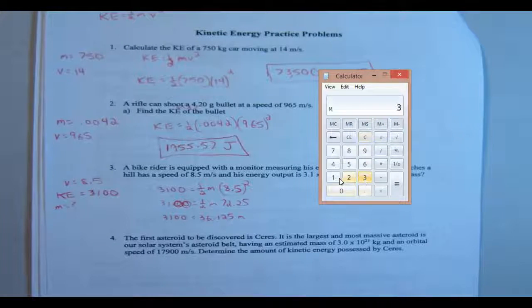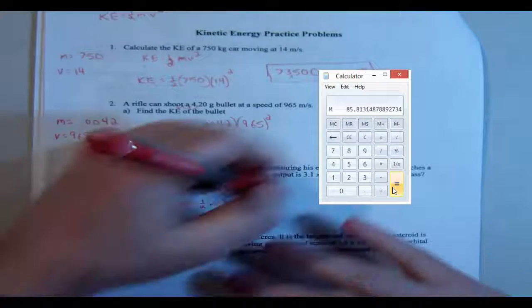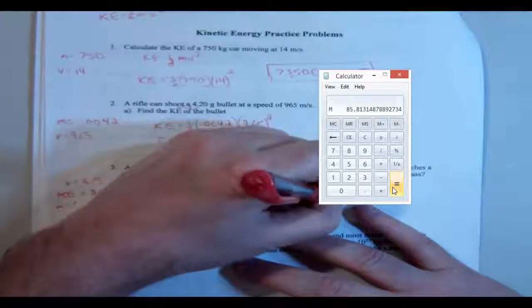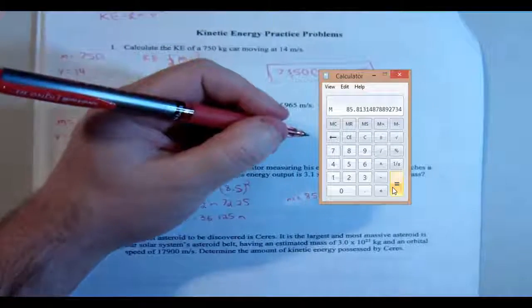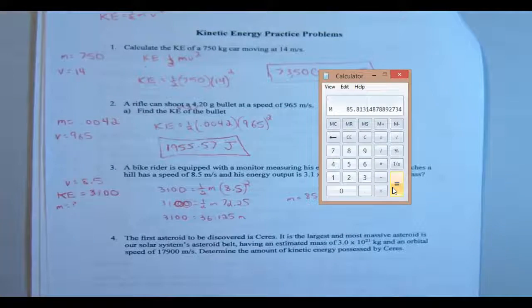Then just memory plus that. Clear it. 3,100 divided by memory recall. Boom. 85.81. There we go. So mass equals 85.81, and then it should be kilograms, right? Cool. So there you go. Hopefully that makes sense to everybody.